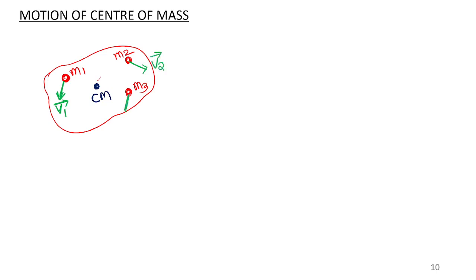m3 is moving with some velocity, say v3, etc. If the components are moving, then definitely the position of the center of mass may change. Understood? If m1, m2, m3 are fixed, there is no change in the position of the center of mass. If m1, m2, m3 are moving, definitely the center of mass is also moving. Position will keep on changing. You agree with me? Is that correct?